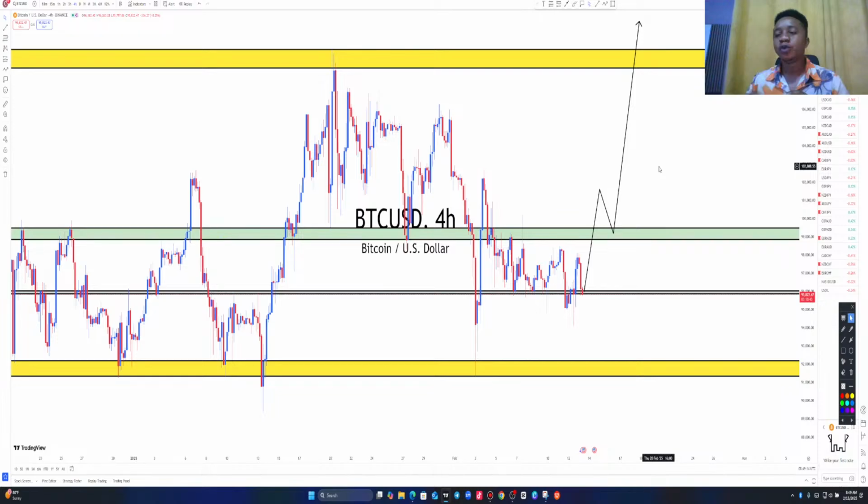We need a break above the 4-hour range, and also a break above the daily mid-range zone before we can pick our entry all the way to the upside of BTC USD. Remember, we only trade in the overall direction of the market.